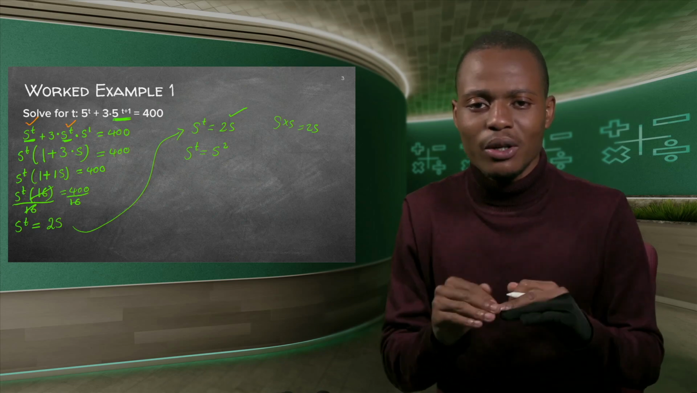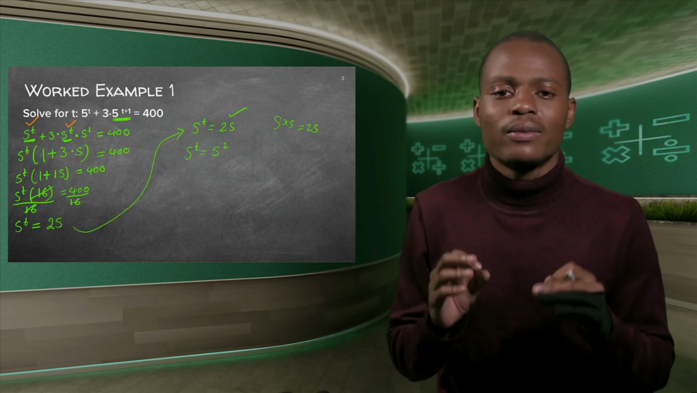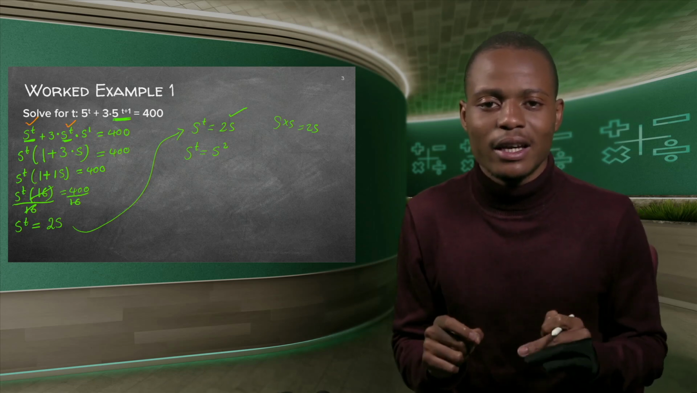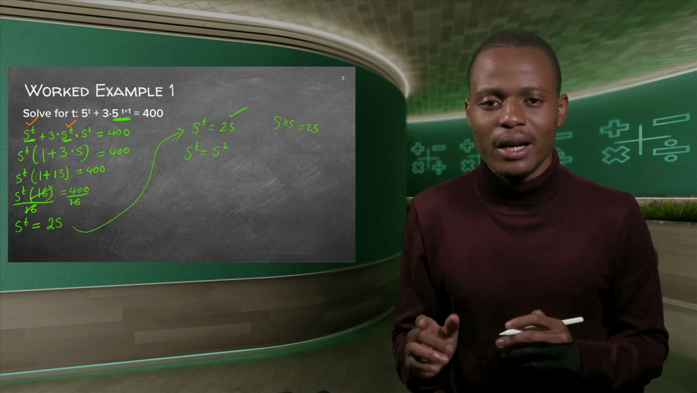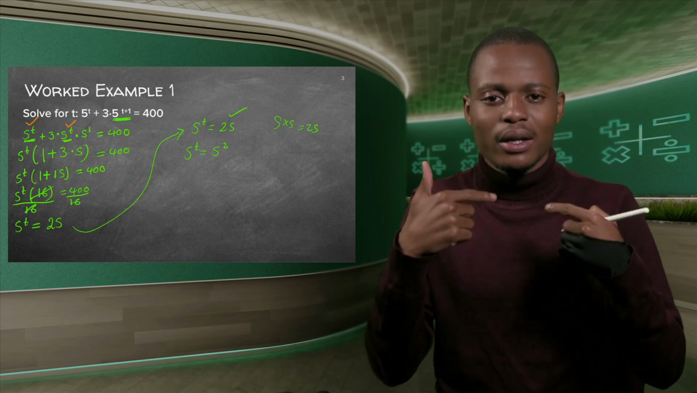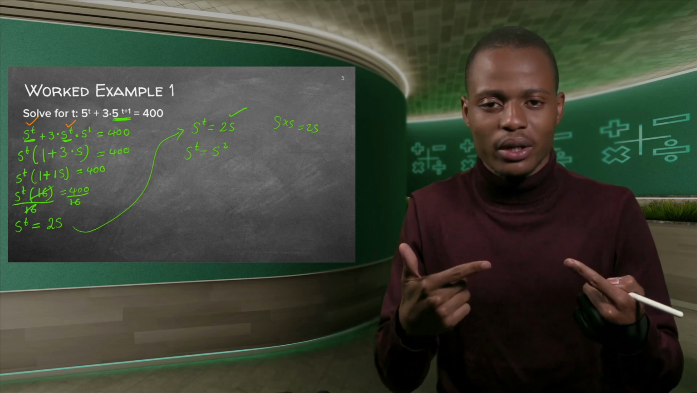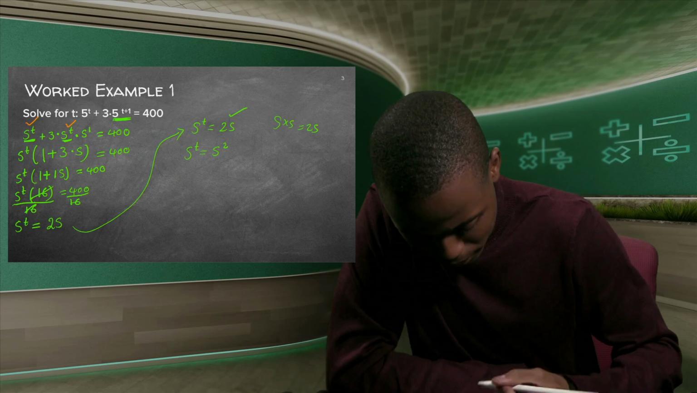So you simply look at your bases. Are your bases the same? Yes, the bases are the same. So I have 5 to the power of t on one side and I have 5 to the power of 2 on the other side. So if the bases are the same, you equate the exponents. So let's do it.